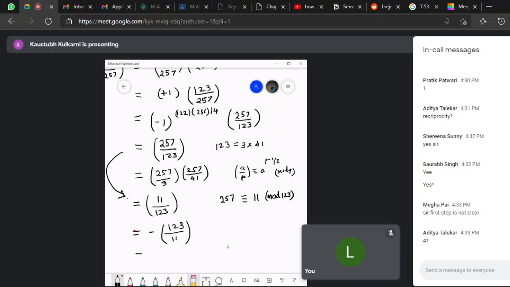Now again use the same modulus property. 11 squared is 121, so 123 is congruent to 2 mod 11, so it reduces to this. And then finally you can directly check, or you can calculate this by a raised to (p minus 1)/2 mod p, that is 2 raised to 5 mod 11, which is 32 mod 11.